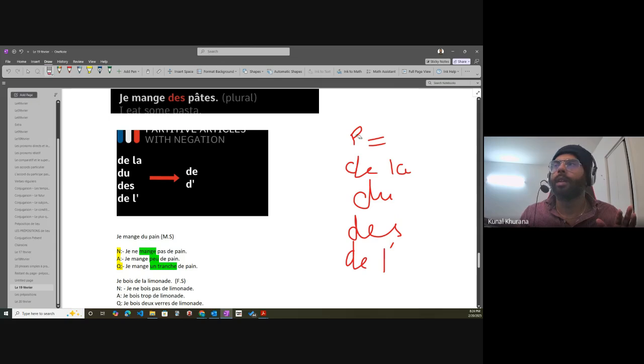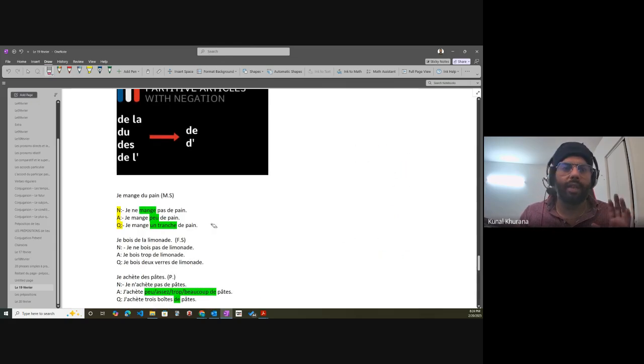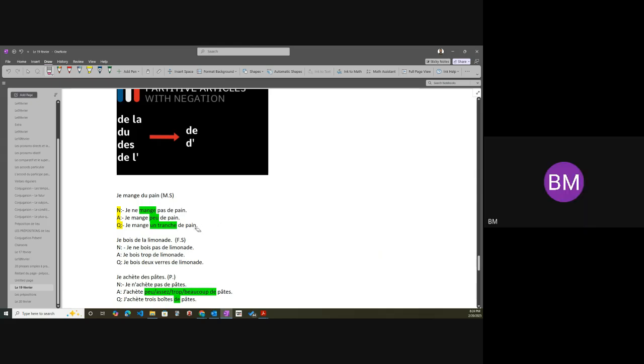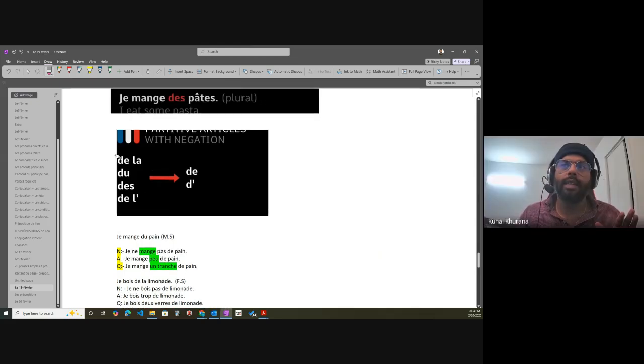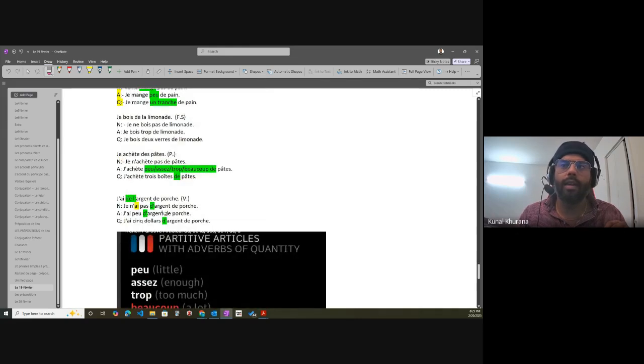That's the first thing. Now, the second thing is, if let's say we have a negation, then all of these change to this. So, in case of negation, if the word starts with a consonant, like in this case, pas de, it's pas de. But if it's a vowel, like here, d'argent, it will be d' apostrophe.